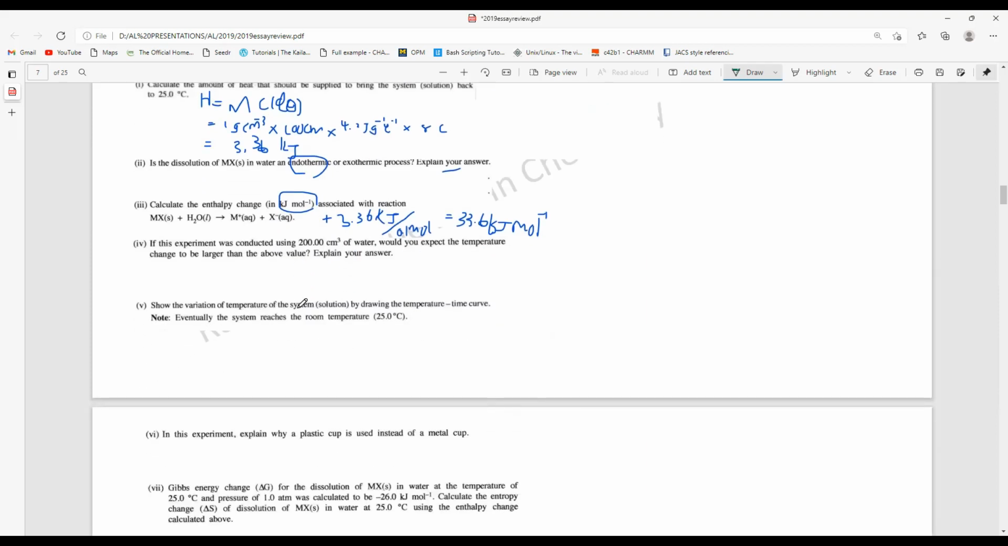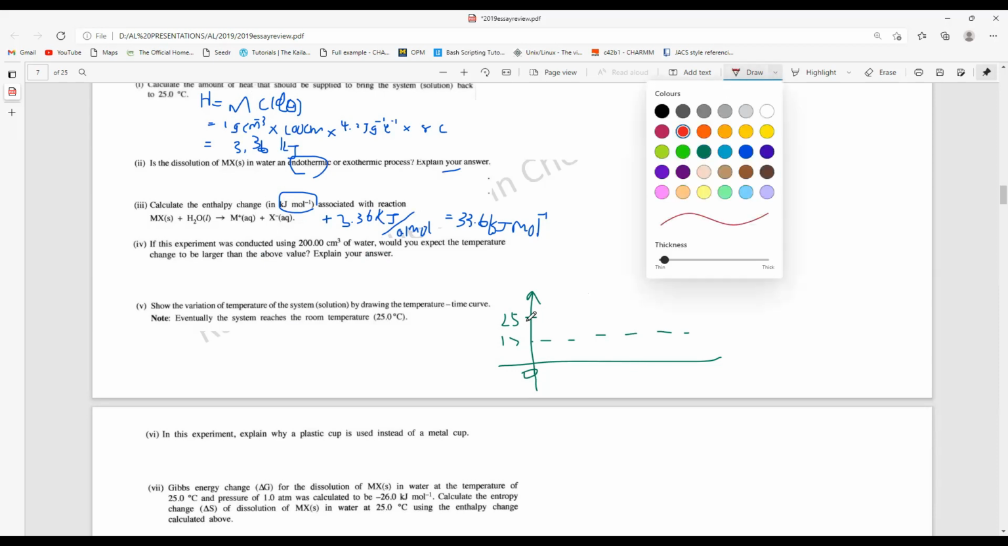So show the variation of the temperature of the system solution by drawing the temperature time curve. Note, eventually the system reaches the room temperature. So basically what they are telling is draw the curve. So initially it is 25 degrees Celsius. Okay, then if I take this as 17, and if this is 0 here, what would happen?